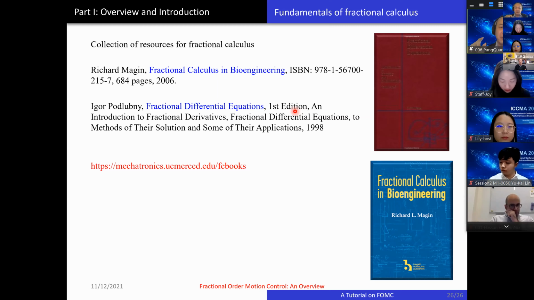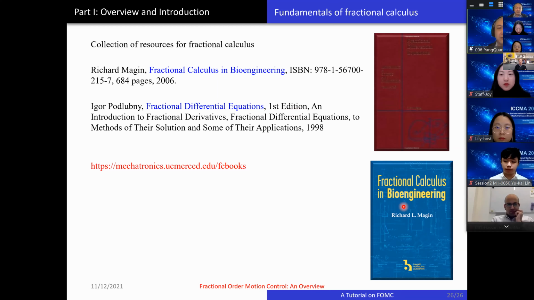In the next few minutes, I'm going to show you some real enhancement for the control of the velocity servo. Another very accessible book is by Richard Magin. Although he focused more on bioengineering, it is also useful for any subject area in engineering.